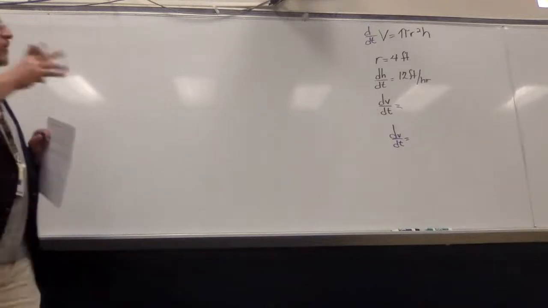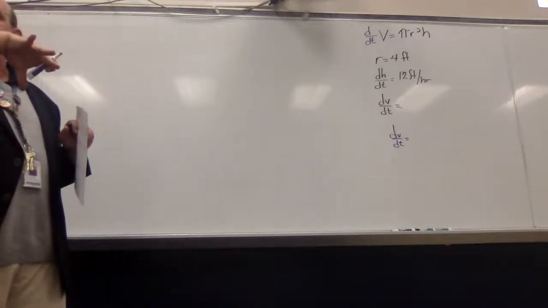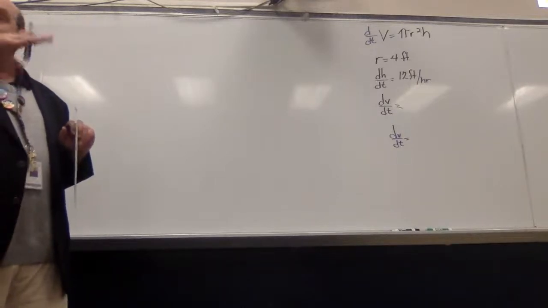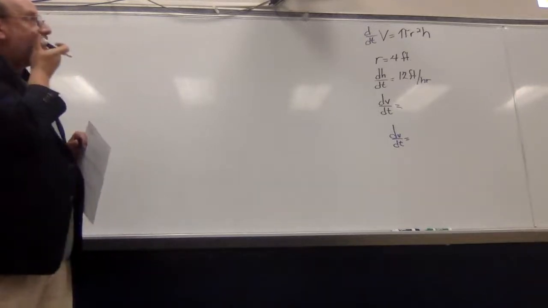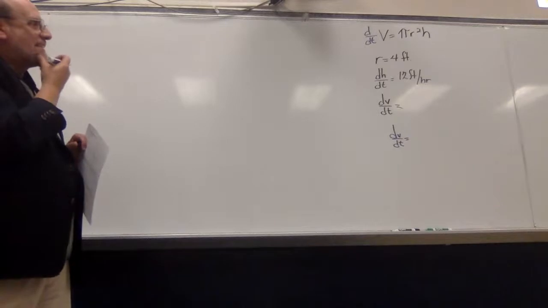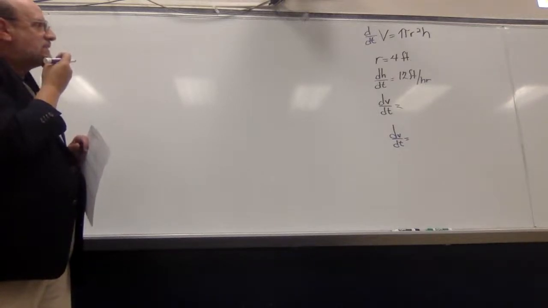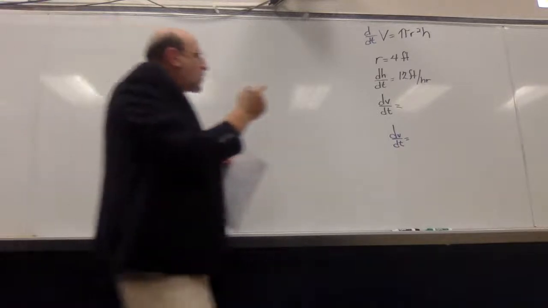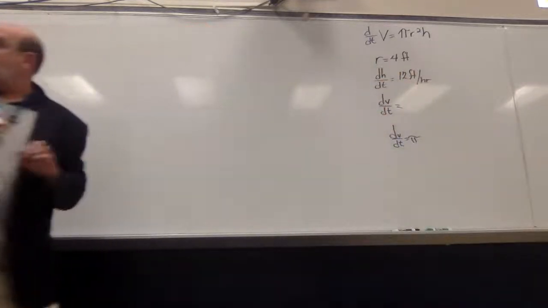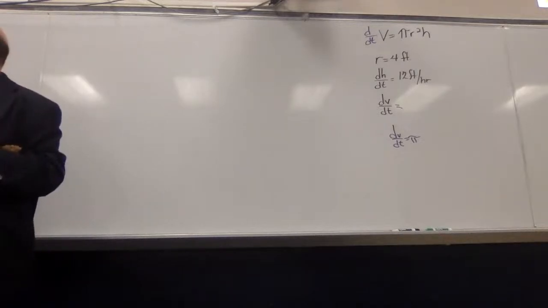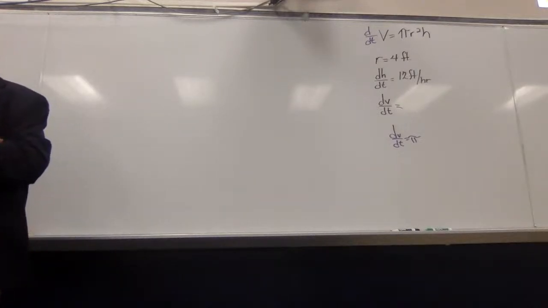Now, this is where the fun starts. It's a little bit difficult. Let's leave our pi. We have a problem, right? We have the product rule. We have to change r and h. We can, but we don't have to.